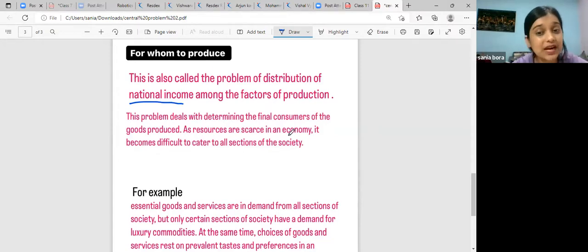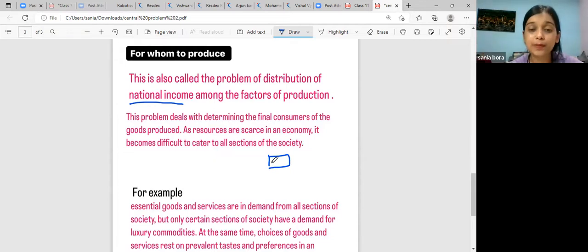As resources are scarce in an economy, it becomes difficult to cater to all the sections of society. For example, I produced a bed. Now see, everybody needs a bed. You need a bed, I need a bed, some other people need one. But I have only one bed with me. I cannot give that bed to everyone. So I have to decide the consumer as well, that who is most needy, who wants this bed the most. Therefore, the problem arises of for whom to produce.